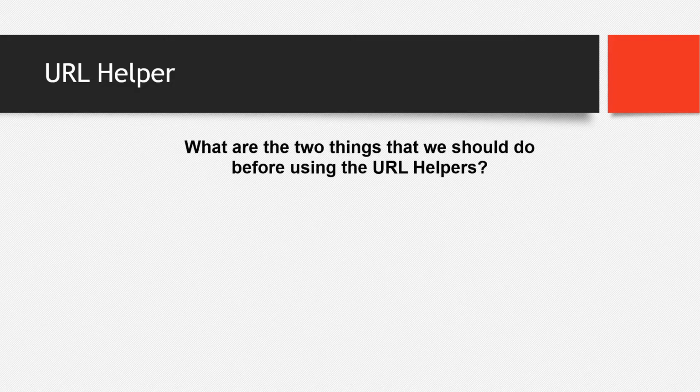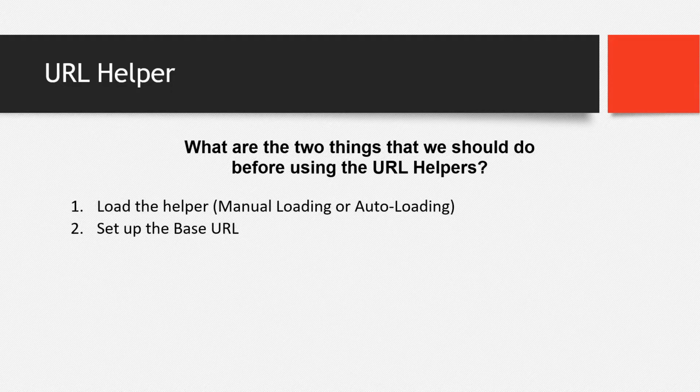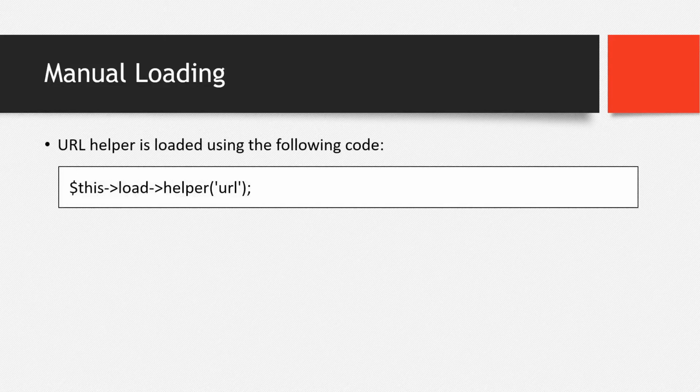So what are the two things that we should do before using the URL helpers? First, of course, we need to load the helper, maybe by manual loading or through auto loading. Then the second thing that we should do is to set up the base URL. Okay? Okay, so let's start with the manual loading.